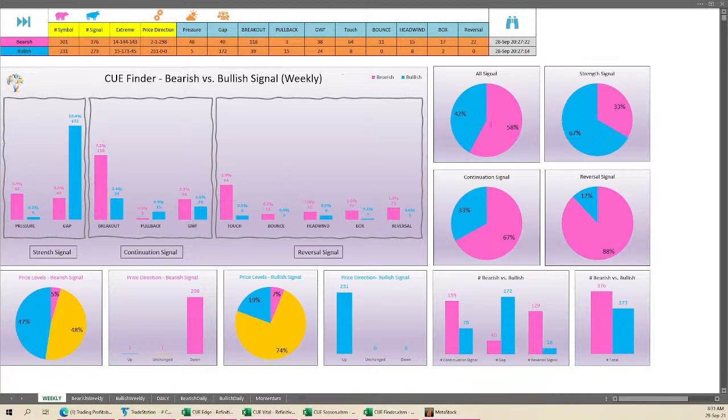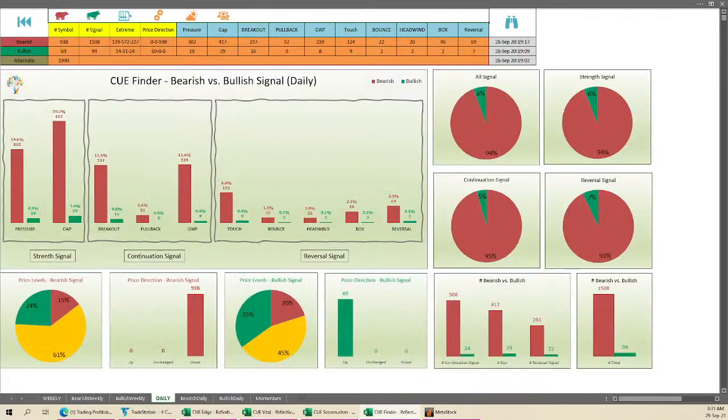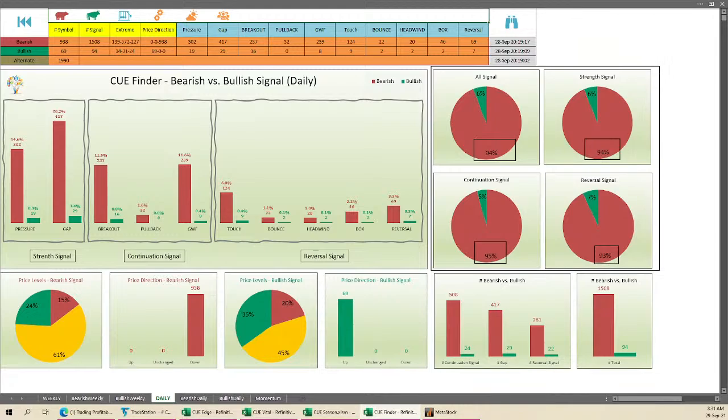What about the daily interval? Yesterday's picture, that is very oversold. 94% of all signals bearish. 94, same percentage of strength signals bearish, 95% of trend continuation, 93% of reversal. That is very bearish. This is what oversold condition looks like in terms of technical breadth on the full market. More than 90% across all categories. Bearish but oversold, you may be cautious.